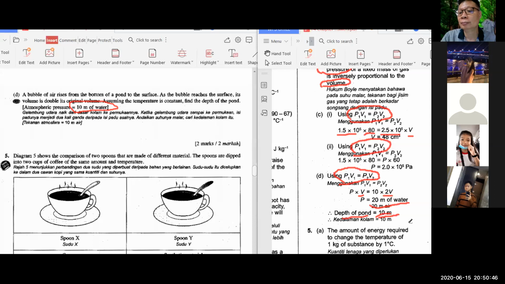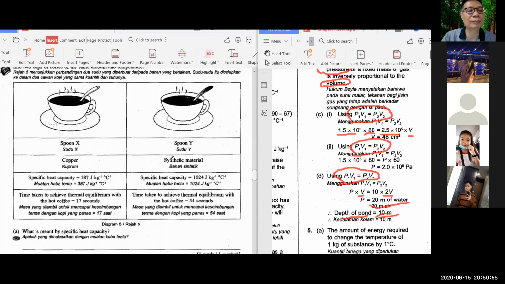Understand now? Ken Leong, understand or not? Yeah, understood. Okay, good. Now number 5. Next question.